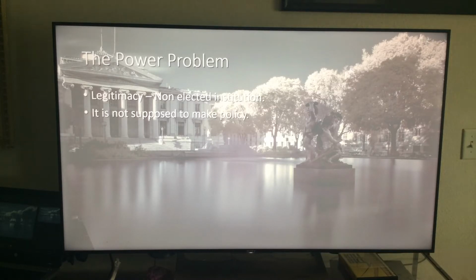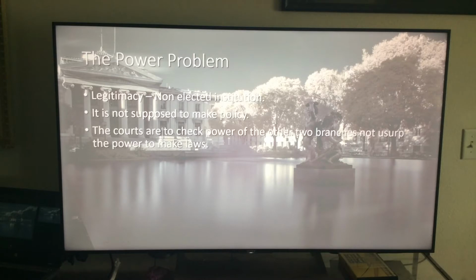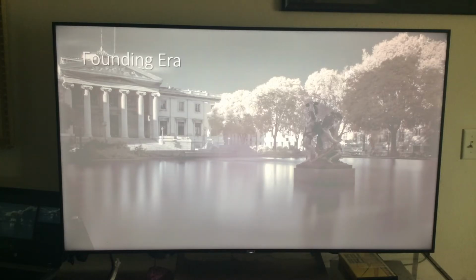The legislative branch is the one that makes the law. Well, the judicial branch tends to take that over as well by declaring laws unconstitutional. So they can create law from the bench. So when we talk about the power problem with the judicial branch, should they be able to make laws or not make laws? And we'll go over that in a slide in a little bit.